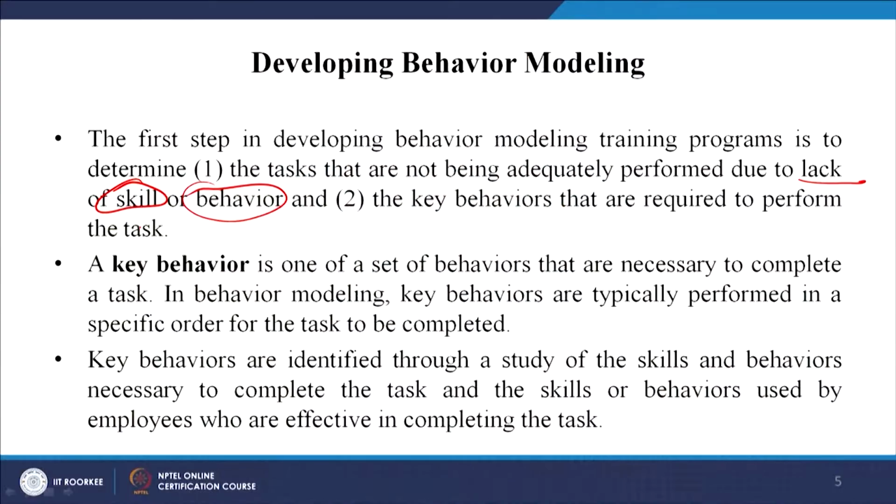That time I behaved like this and then I got the success. So, that is repetitive behavior, positive reinforcement. But that time I failed, it was a blunder, then I will not behave that way again, because there was a punishment, or there might be corrective action. As a trainer, I would say that if corrective action was taken, it means I was wrong. So, those types of studies of the skills and behavior necessary to complete the task and goal, and the skills or behavior used by employees who are effective in completing the task.